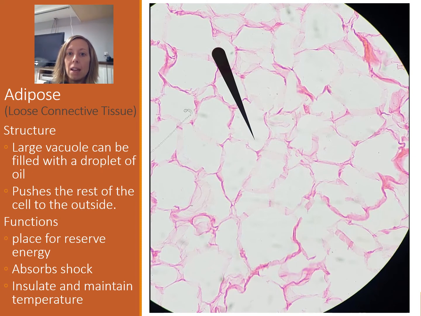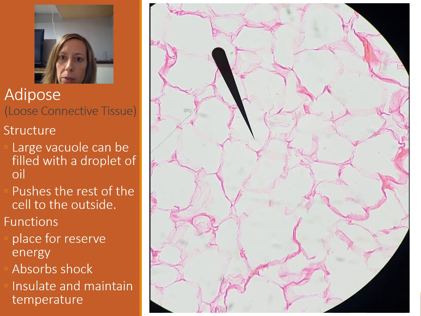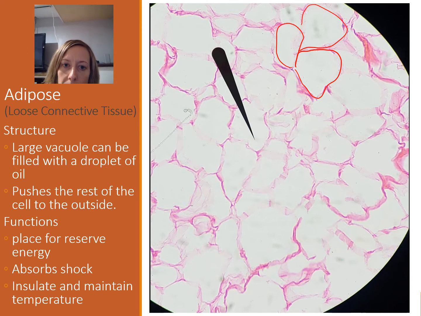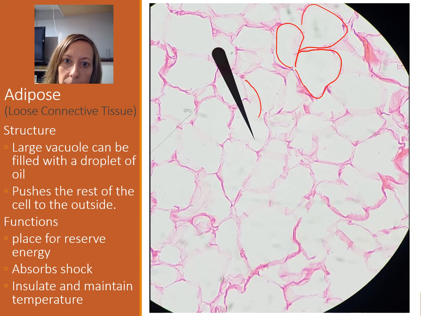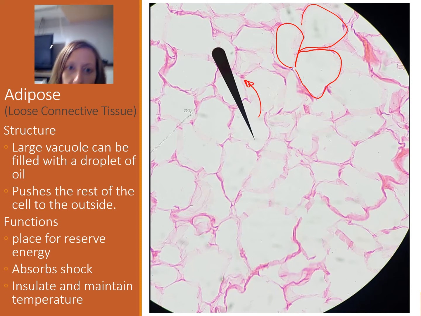Adipose is fat. And if you look at these cells, they look fat. They're big and round. Right here, this is one cell. This is the next cell. This is the next cell. Okay. Here is a nuclei. I'm looking for more nuclei.